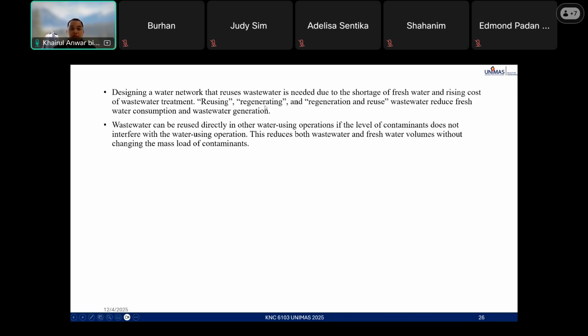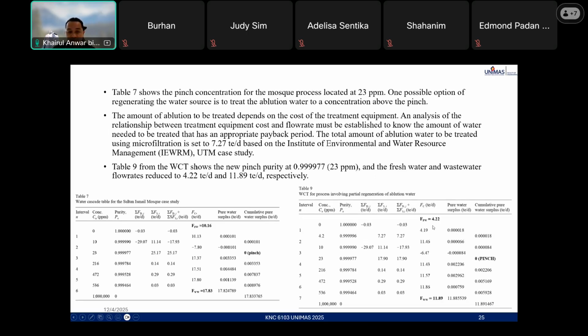So designing a water network that reuses water is needed due to the shortage of fresh water and the cost of wastewater treatment. Regeneration and reuse of wastewater reduce fresh water use and wastewater generation. Wastewater can be reused widely in other water-using operations if the level of contaminant does not interfere with them. This reduces both wastewater and fresh water volume without changing the load of contaminant. So by doing the regeneration, we can reduce the fresh water by up to 4.22, and the amount of wastewater is also reduced by six times.